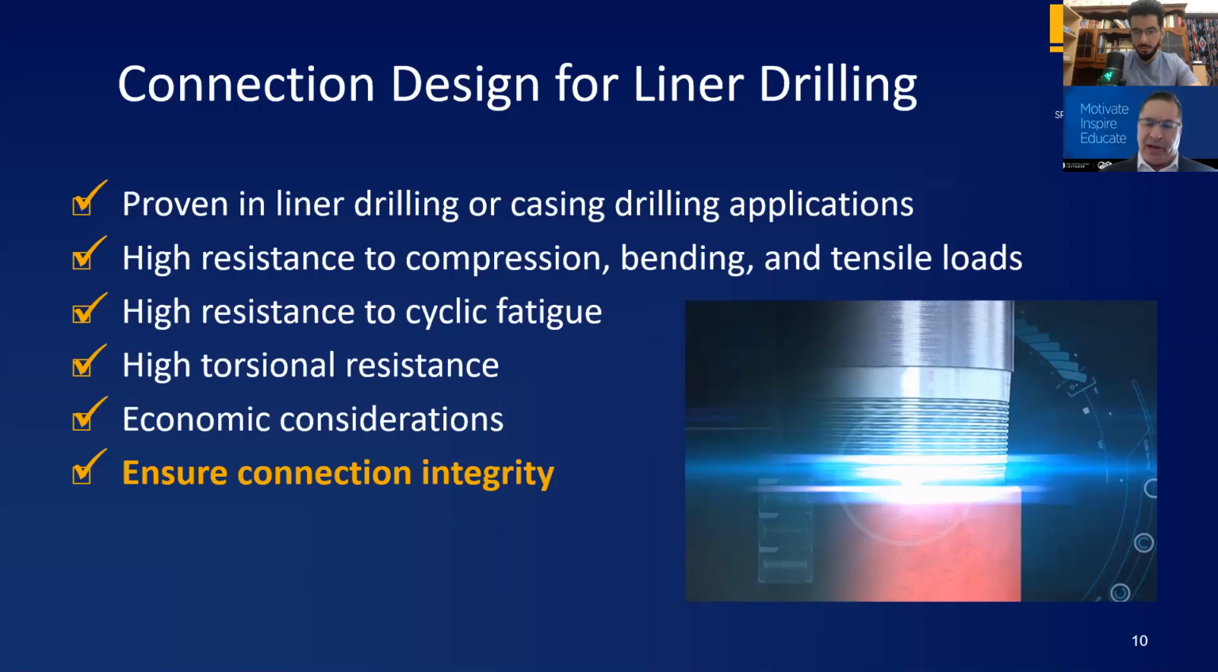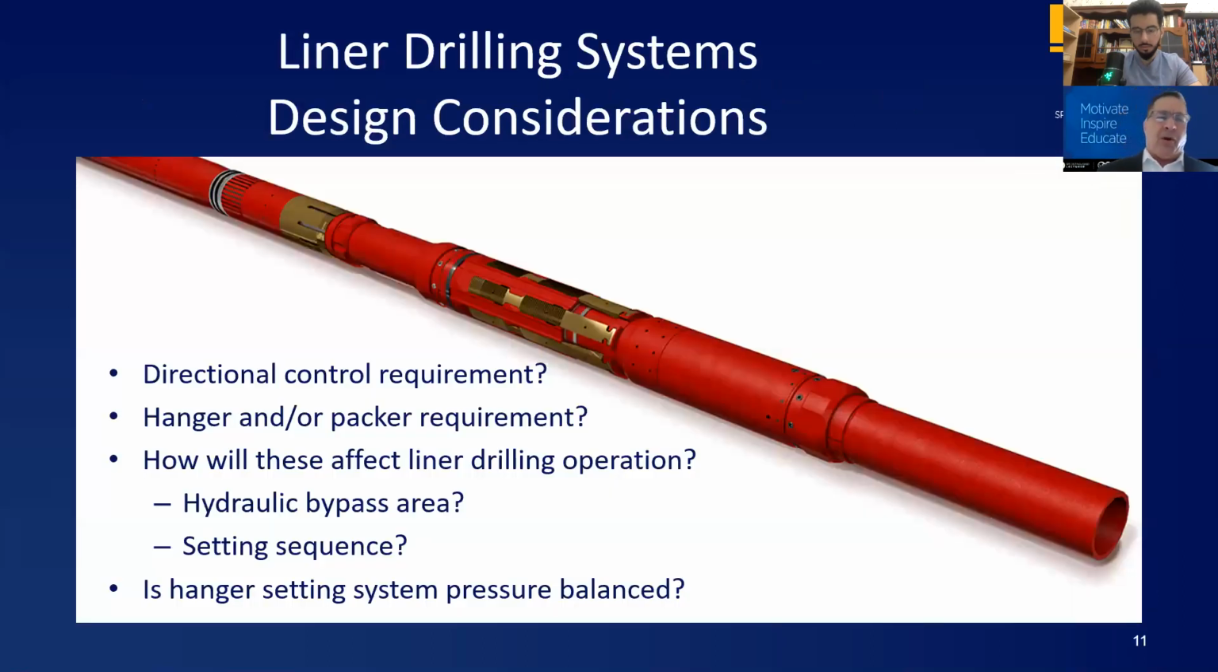Very important, connection design. What are some of the design considerations? Directional control requirement. This will dictate a non-retrievable versus retrievable system. Do you need to run a liner hanger, and do you need to run a packer? What you have to think of here is tied in with bypass area. Sometimes you don't have to run a hanger. What a hanger does is reduce your annular flow area, which could increase your chance of packing off.